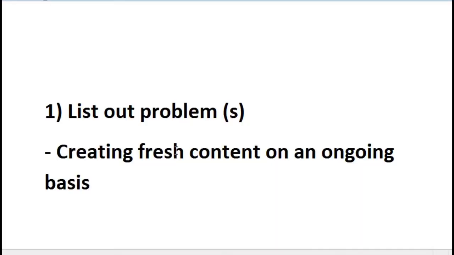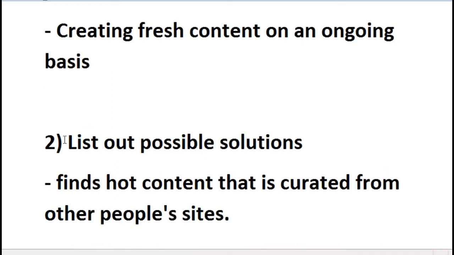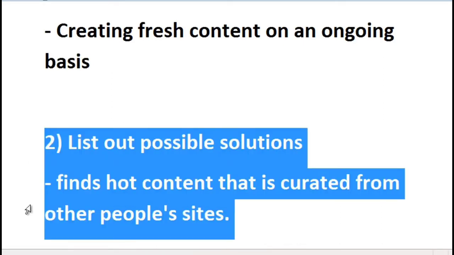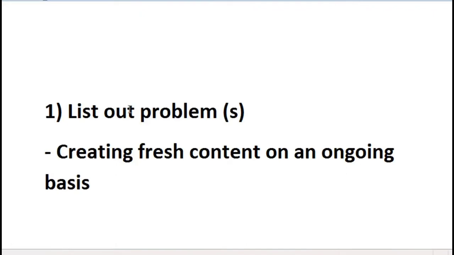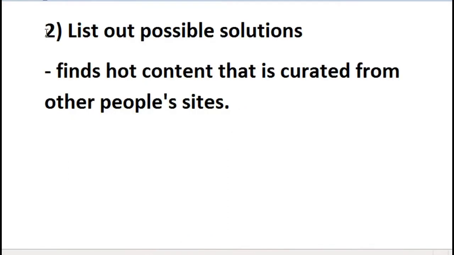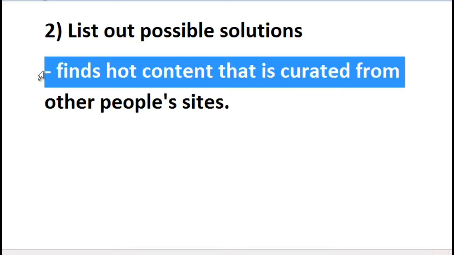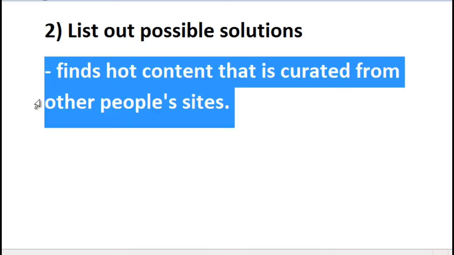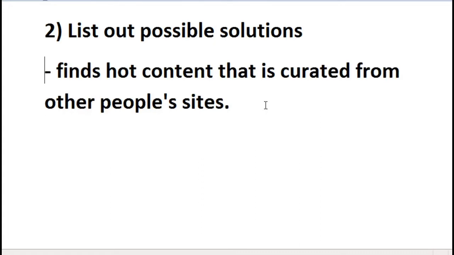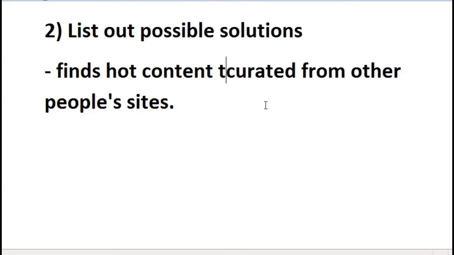Okay, so back to where we left off in the previous video. What we're going to do now is break down the list of possible solutions. So we already figured out that the problem was creating fresh content on an ongoing basis. Now we are going to take the list of possible solutions right here, which is finds hot content that is curated from other people's sites and maybe places it on the WordPress post or the page. So let's write that down. So finds hot content that is curated. Let's break it down here.